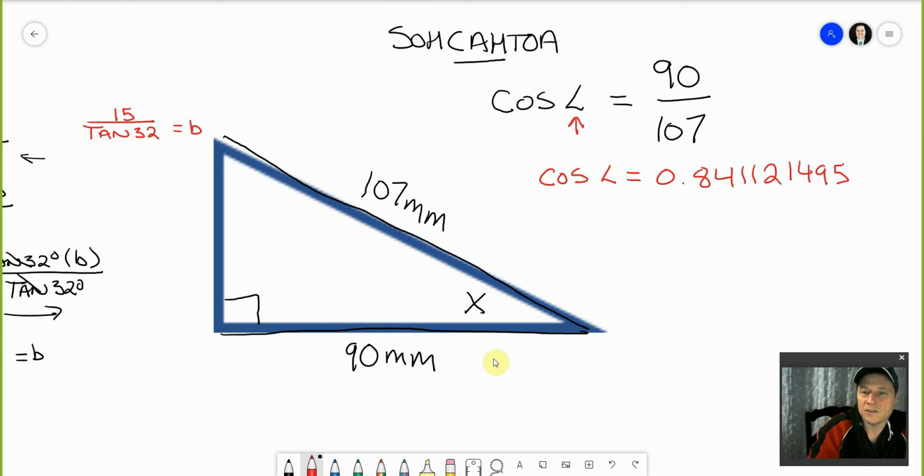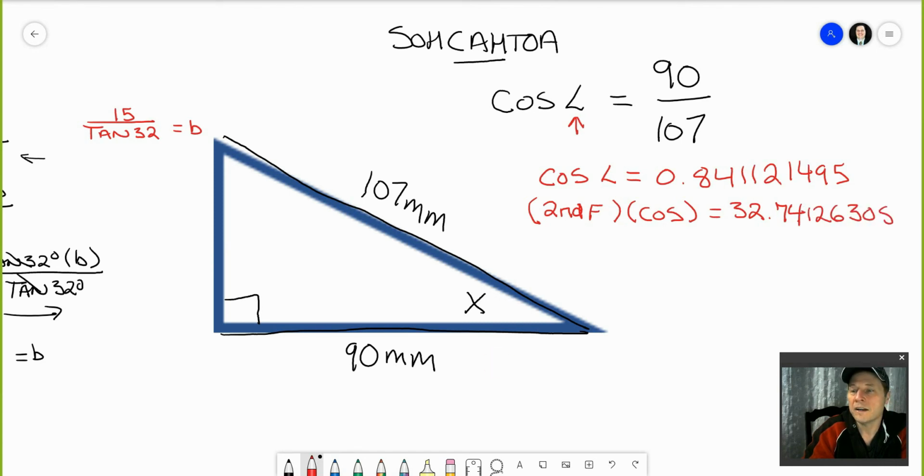So the next step on your calculator is to hit 2NDF, which is your second function button. And then whatever the trig function you're using, so in this case we're using cosine, so hit this button first and then hit cosine second, and equals, in this case, gives you 32.74126. All right, so my question is, this number that you just got, do you know what that is?